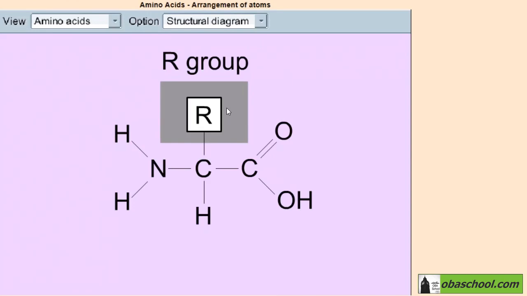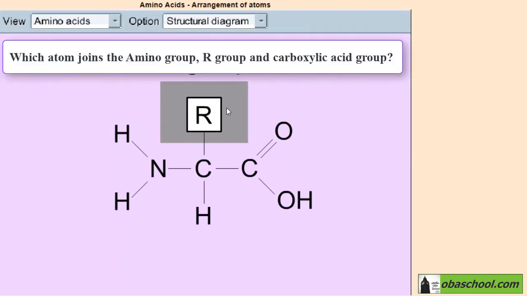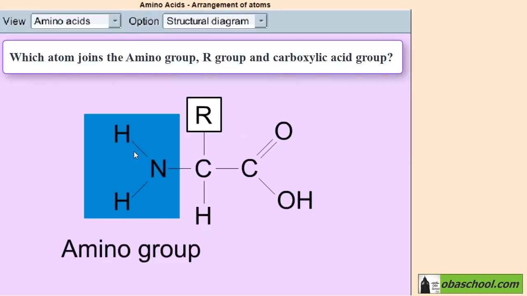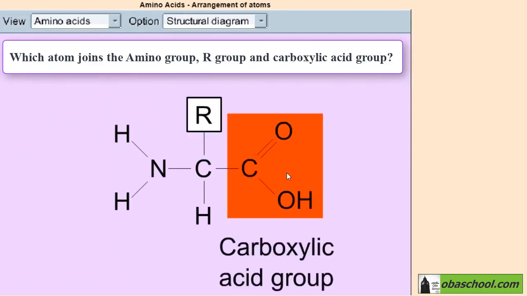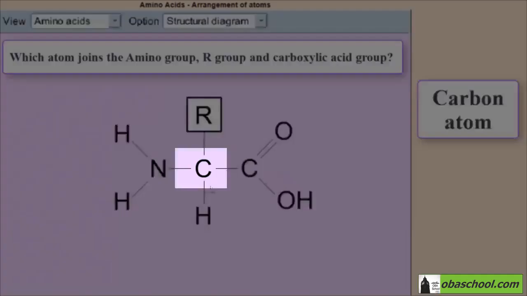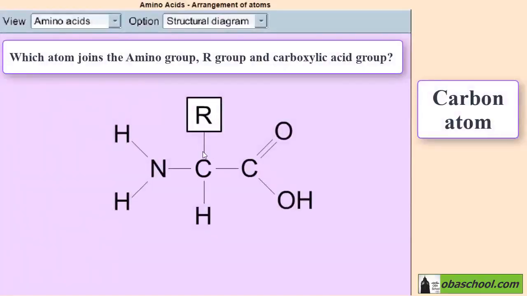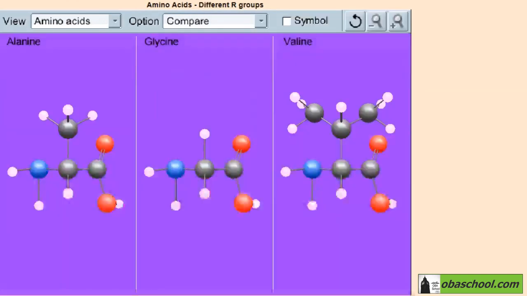Now, this brings us to the last question for this simulation regarding the structure. Which atom joins the amino group, the R group, and the carboxylic acid group? As you can see, it is the carbon atom. It joins all 3 different groups. Now, in the next simulation, we are going to talk about the different R groups in different amino acids.